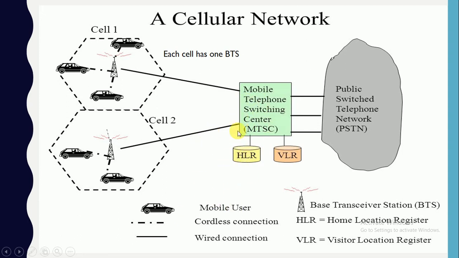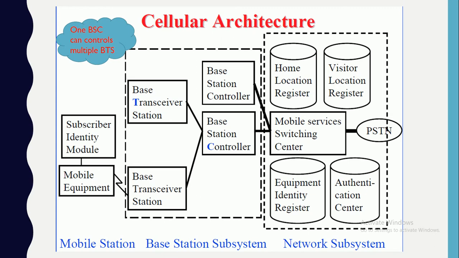So this is the cellular network, and in the architecture we are going to study the functions of HLR and VLR, and how they operate in combination. First of all, draw the diagram. It is compulsory to draw that diagram before going to the architecture.